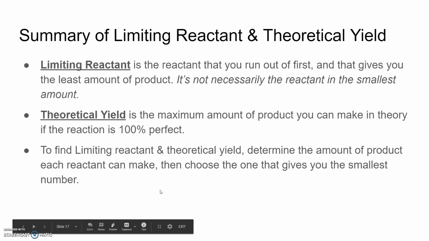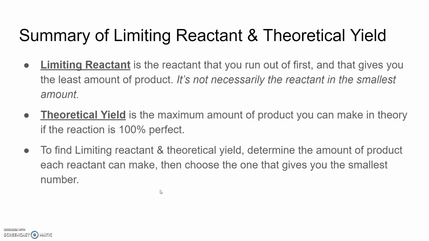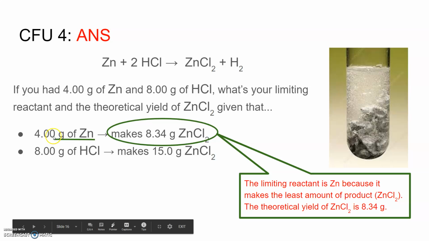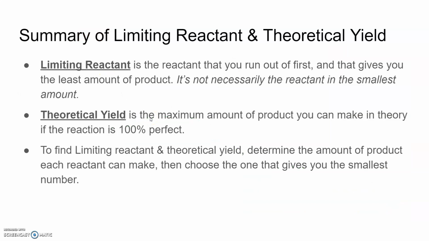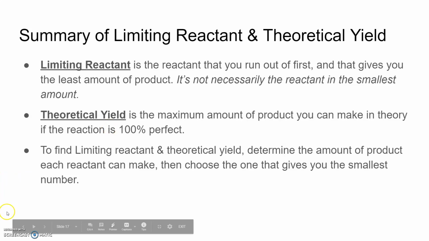All right, so just in summary, the limiting reactant is the reactant that you run out of first, and that gives you the least amount of product. It's not necessarily the reactant that's in the smallest amount. Theoretical yield is the maximum amount of product you can make in theory if the reaction is 100% perfect. Now, to find the limiting reactant and theoretical yield, like in all these previous problems, you need to determine the amount of product you can make for each reactant. So for each one, you figure out how much you can actually make. And then you choose the one that's the smallest.